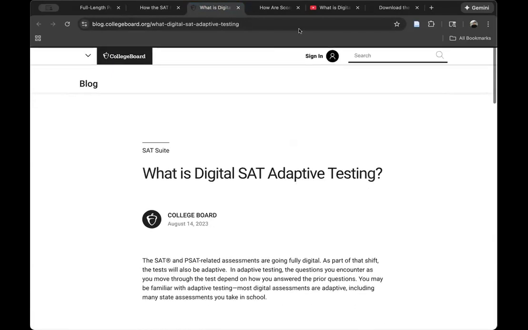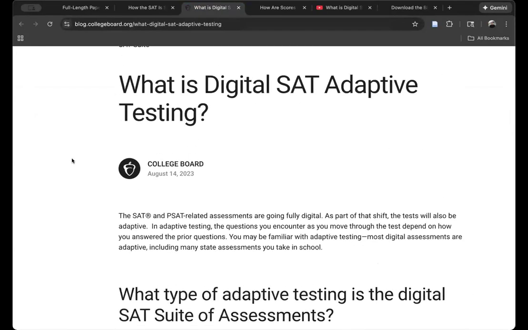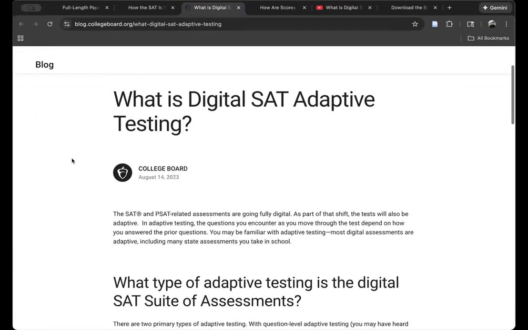Now, the digital adaptive testing, I'm first going to explain it in writing and then show a quick video on this, just because I think it is something that is important for students to understand. I don't think this changes anything for how students should prepare or their testing strategies, but I think it's just important to be aware of.